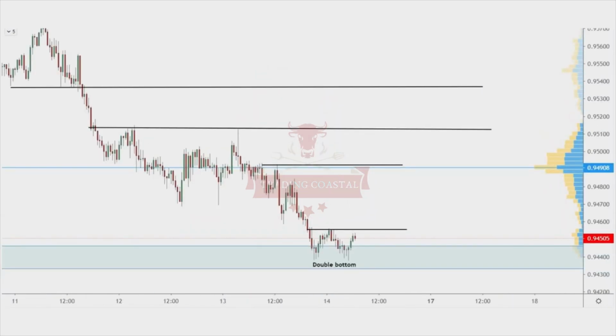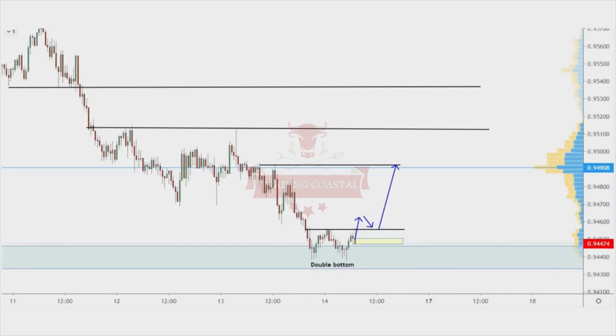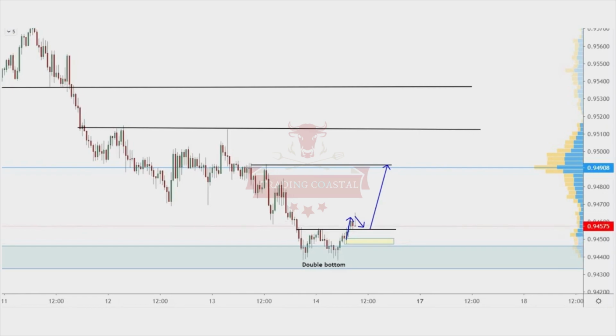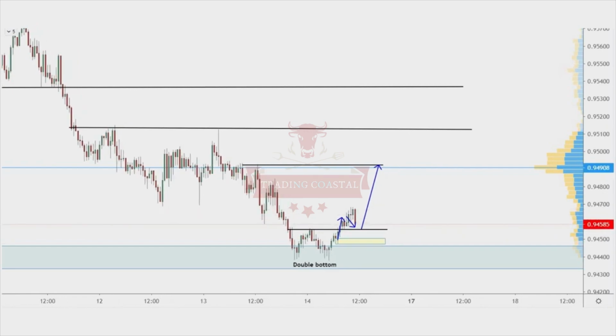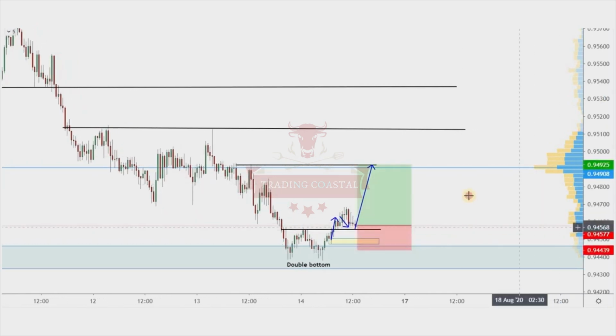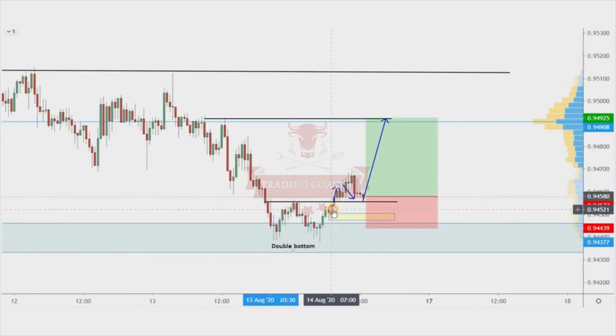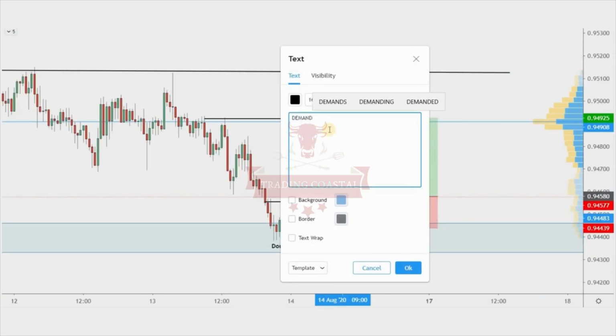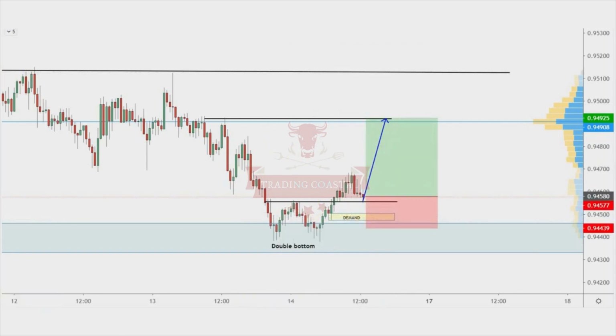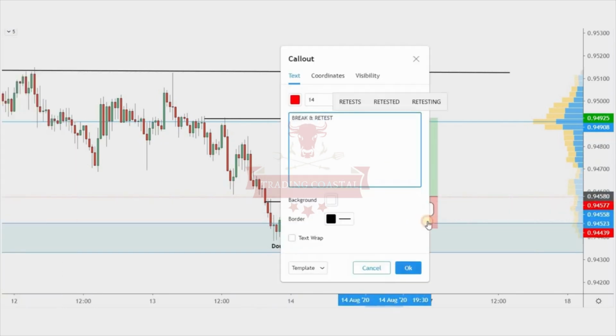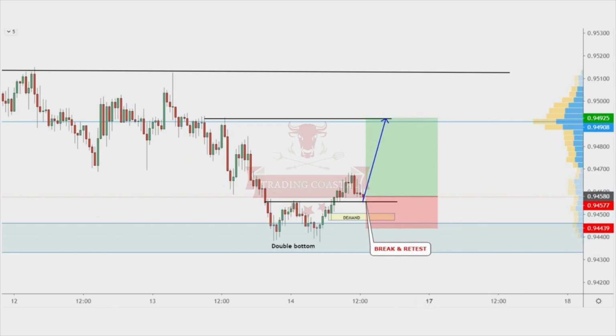On 30 minutes time frame, we have a double bottom pattern. Opportunity to enter. We are waiting for breakout and retest. We are marking the potential resistance levels in order to find the best level for our target. This setup could offer us a 2.5 risk-reward trade.